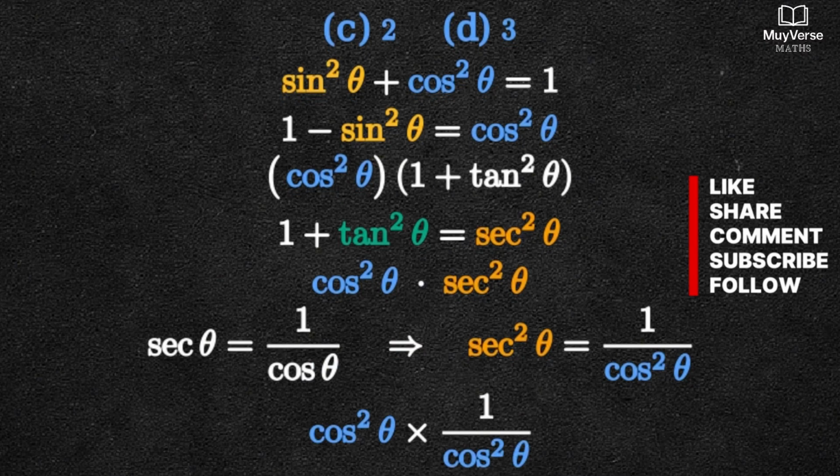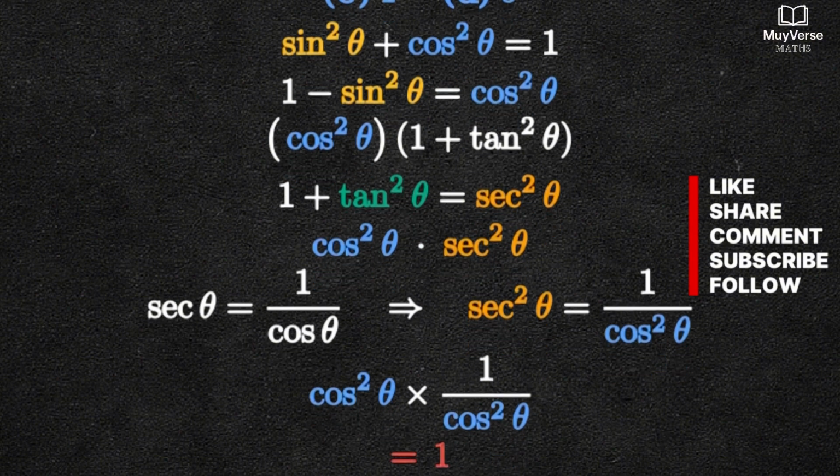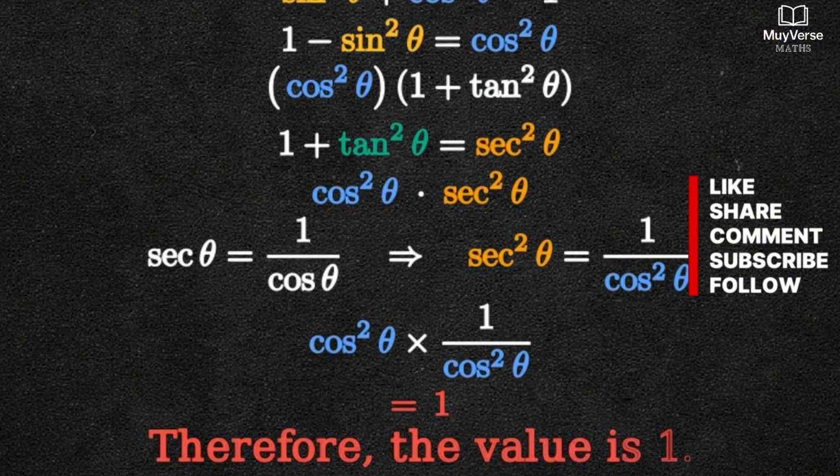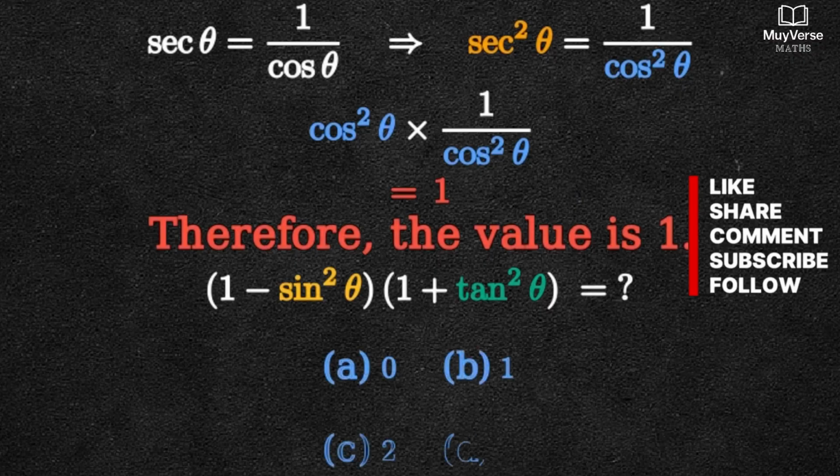Now cancel the common factor. We get 1. This corresponds to option B.